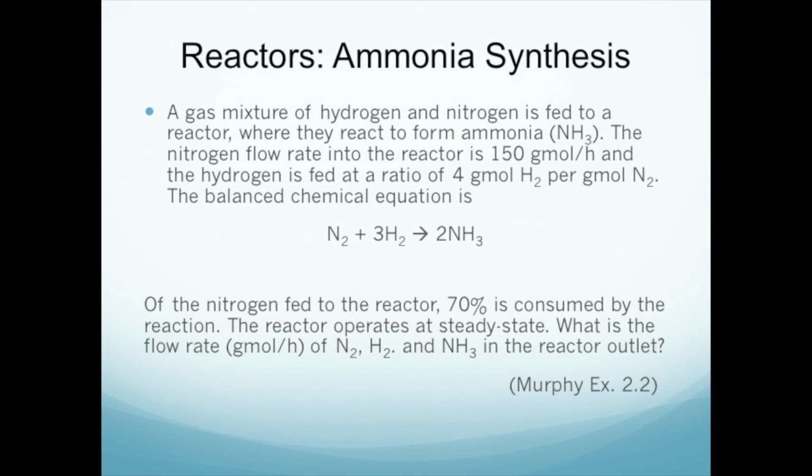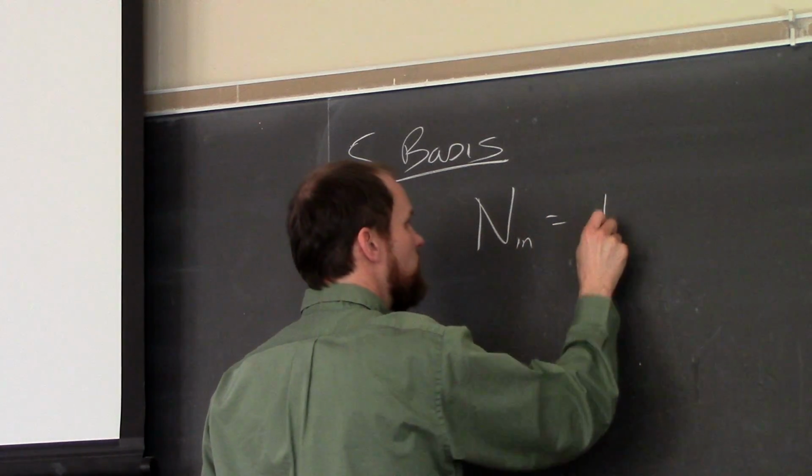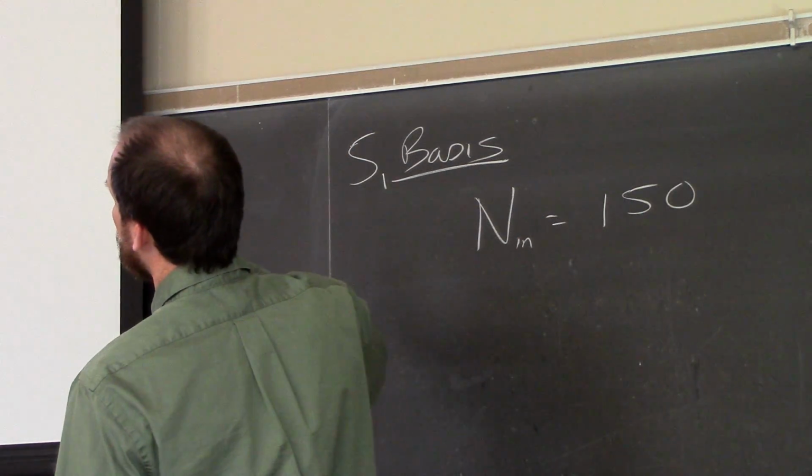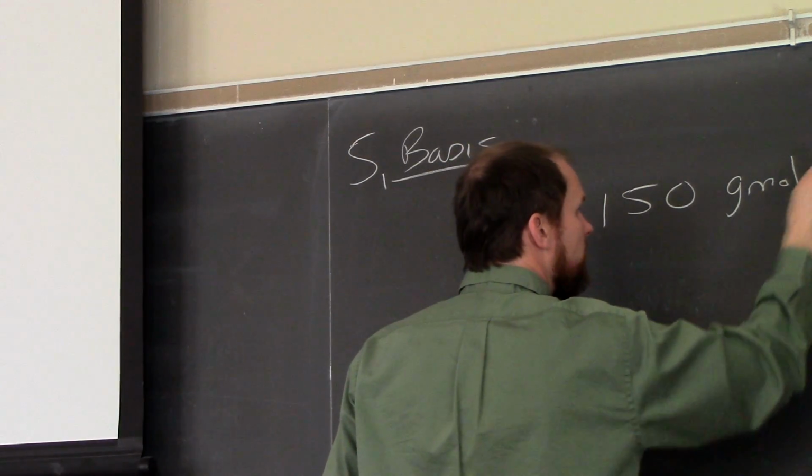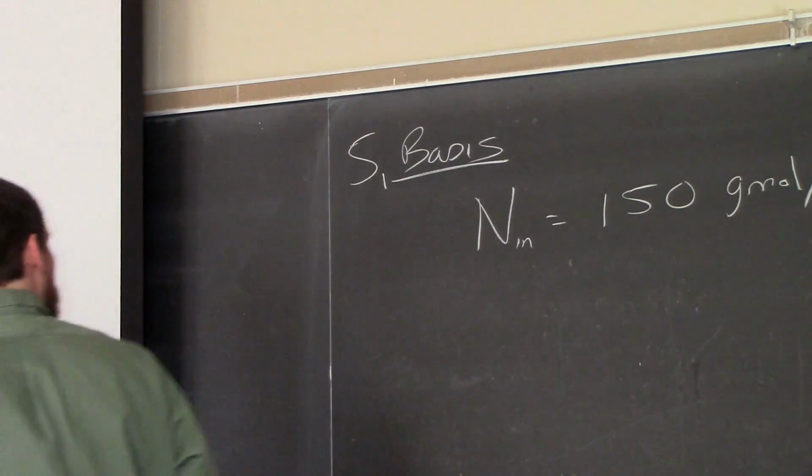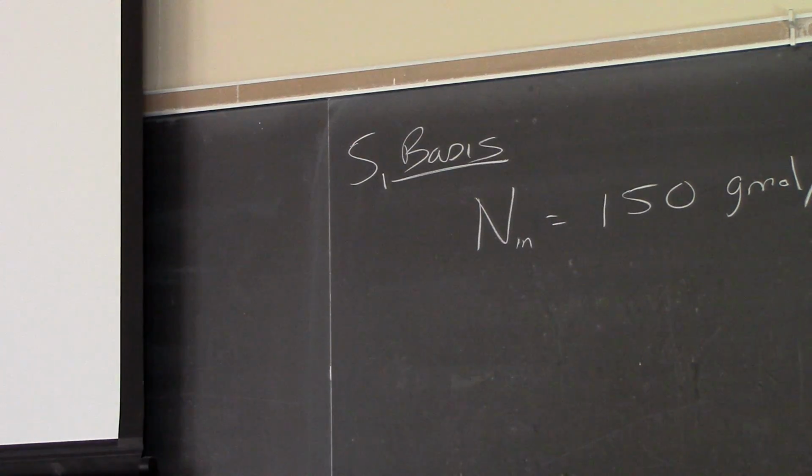Basis. What's our basis? The nitrogen flow rate. The nitrogen flow rate into the reactor is 150 gram moles per hour. Sounds like a good enough basis to me. We're given it. Nitrogen flow rate, what's the variable there? N, 150 gram moles per hour. Great.